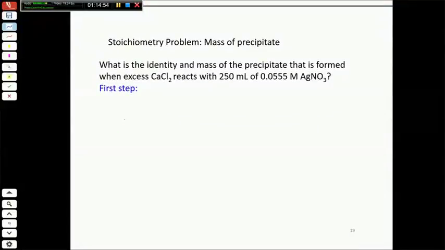So we want to know what is the identity and mass of the precipitate that is formed when excess calcium chloride reacts with 250 milliliters of 0.555 molar silver nitrate. All right, so our first step is going to be to write the reaction or the equation. So we're taking calcium chloride and silver nitrate.